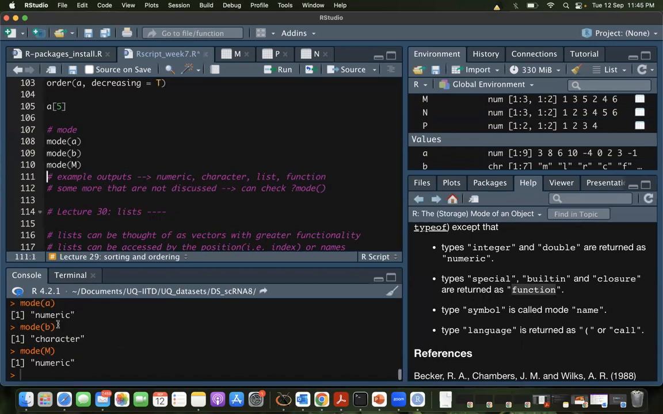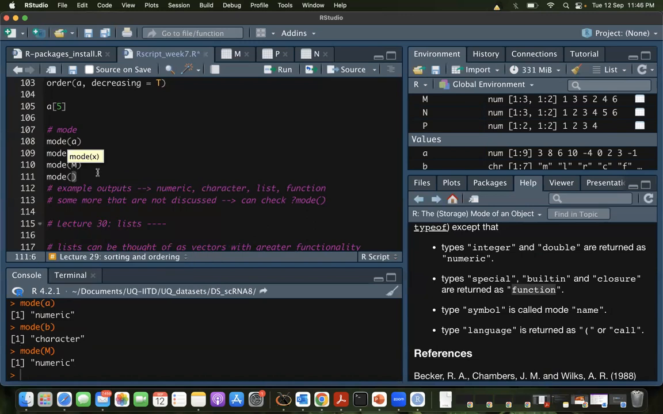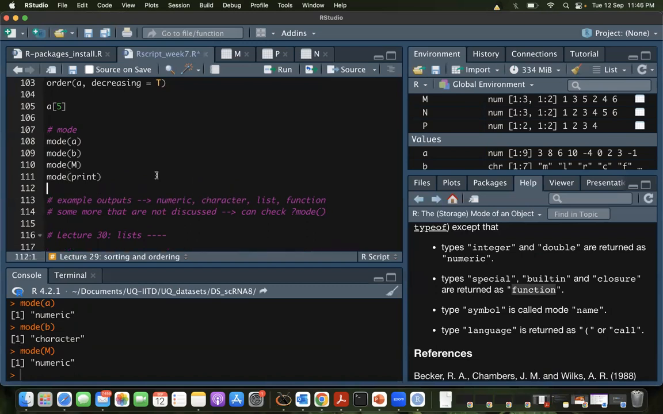So again, it gives you a numeric. So both A and M return numeric. Okay. And you can actually check. So I'll just write. So we've seen, right? Whether you define a function or whether it's one of the inbuilt functions, right? So let's say print. Print is an inbuilt function, right? So yeah. So you see, it's returning it as a function.